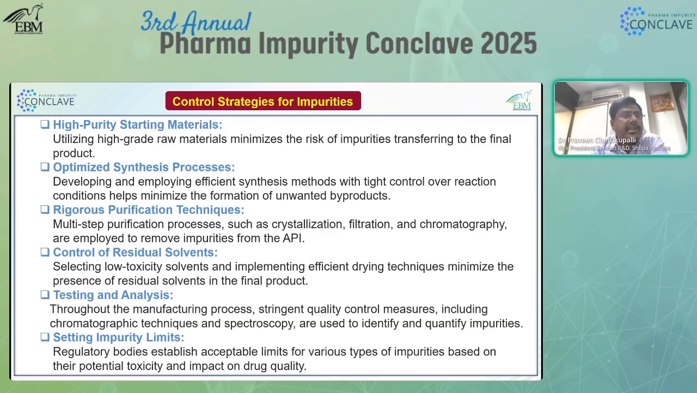And setting the impurity limits. Regulatory bodies establish acceptable limits for various types of impurities based on their potential toxicity and impact. In starting materials or intermediates, you can set the limits as per your trend data. But in your final substance, you can set the impurity limits as per the ICH guidelines.